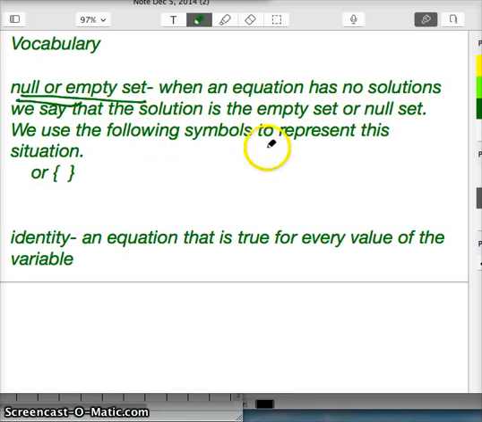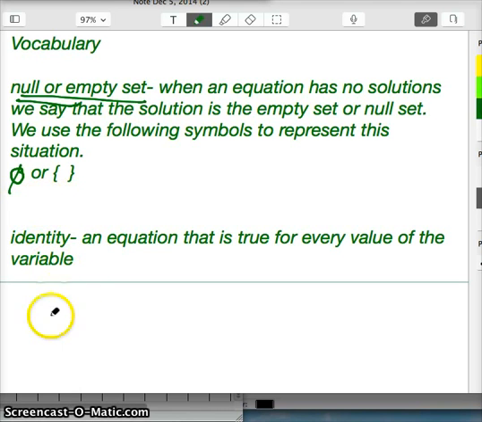We use the following symbols to represent this situation. You can have curly brackets with nothing in it, or you could have this, kind of a zero with a line through it, and they both represent something called the null set or empty set. There's nothing that can satisfy that equation.